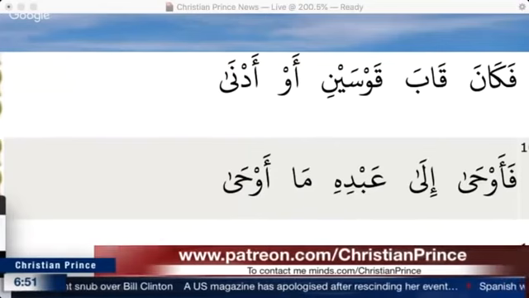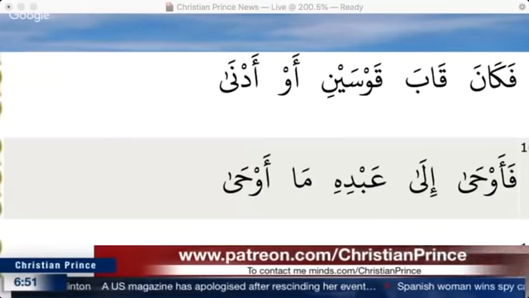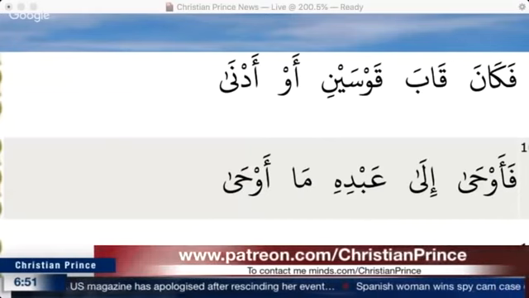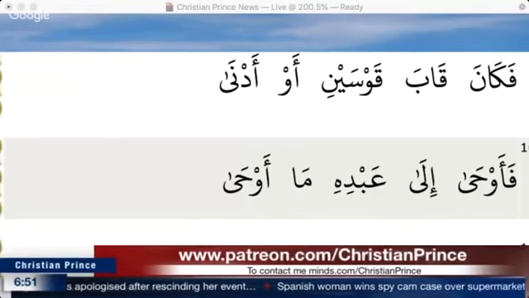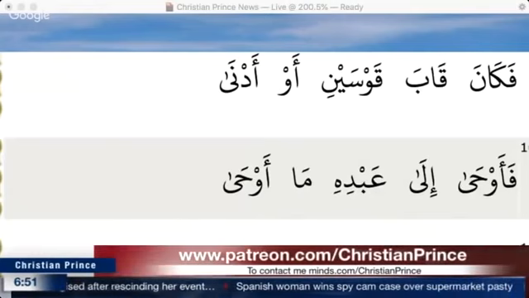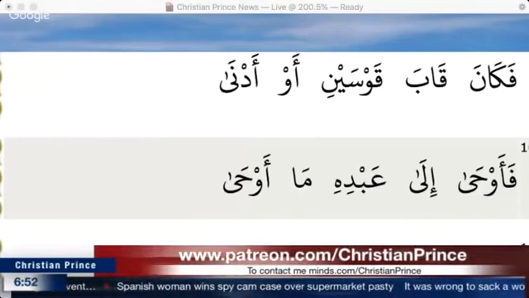Verse number 10 it is. And he revealed to his servant what he revealed. Okay, so actually in Arabic, abduhu is his slave, right? Yeah. Okay, so is Muhammad the slave of Jibril? No, he is the slave of Allah. That is how Allah revealed to his slave.